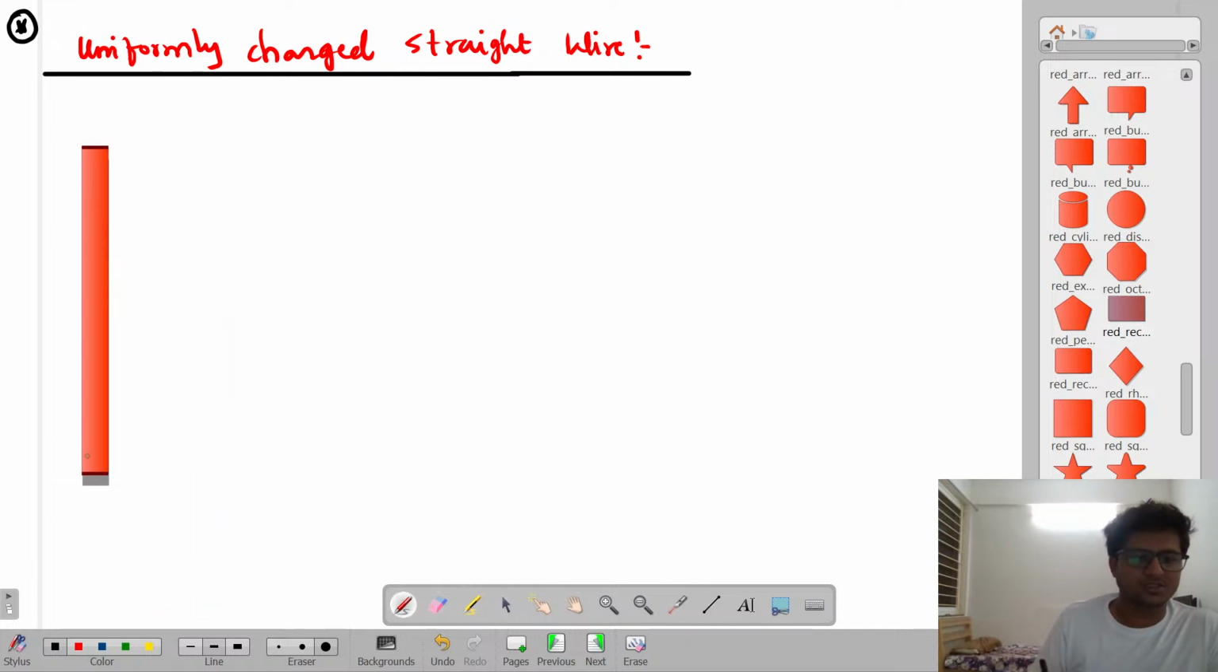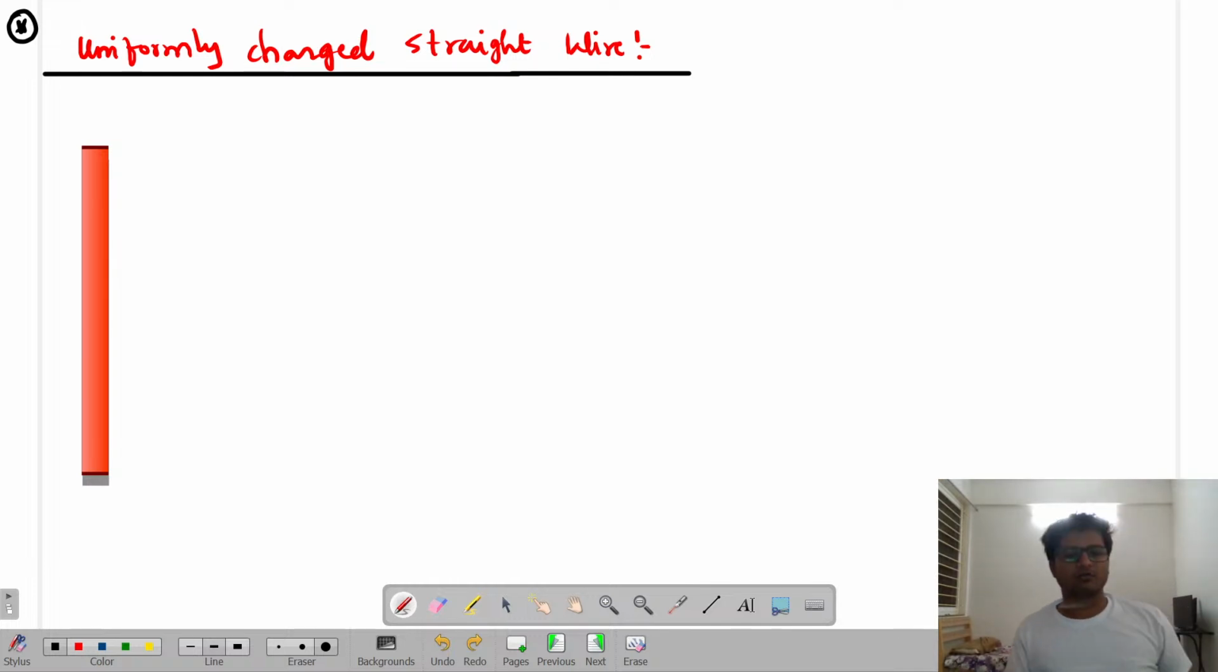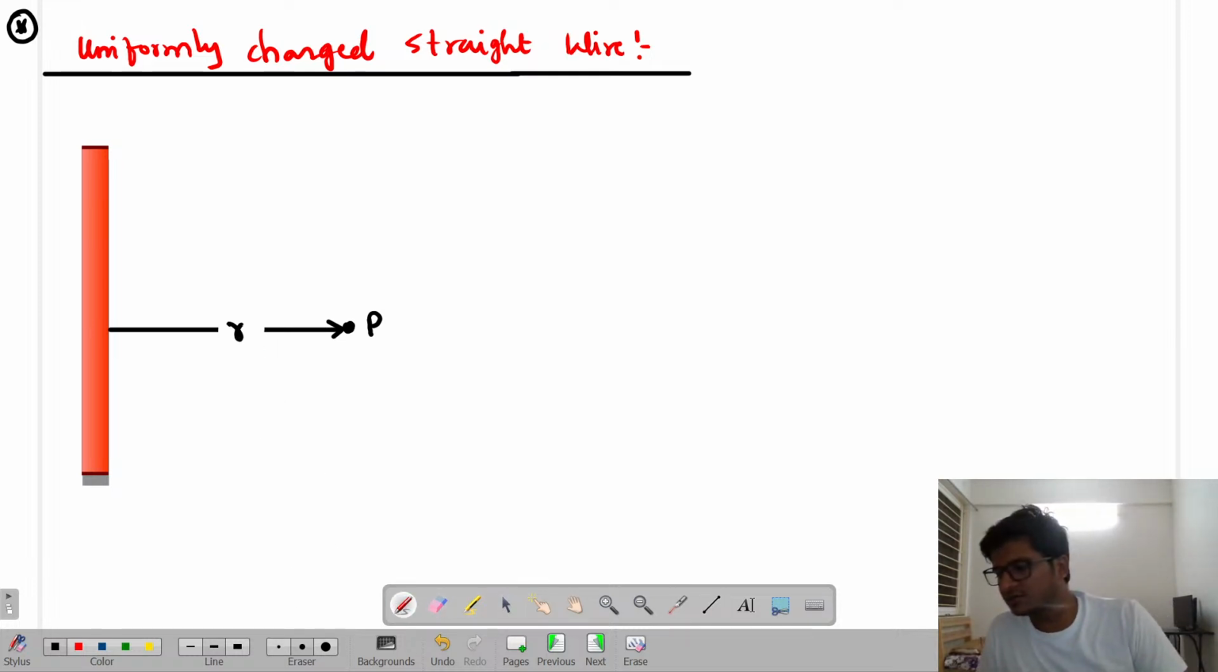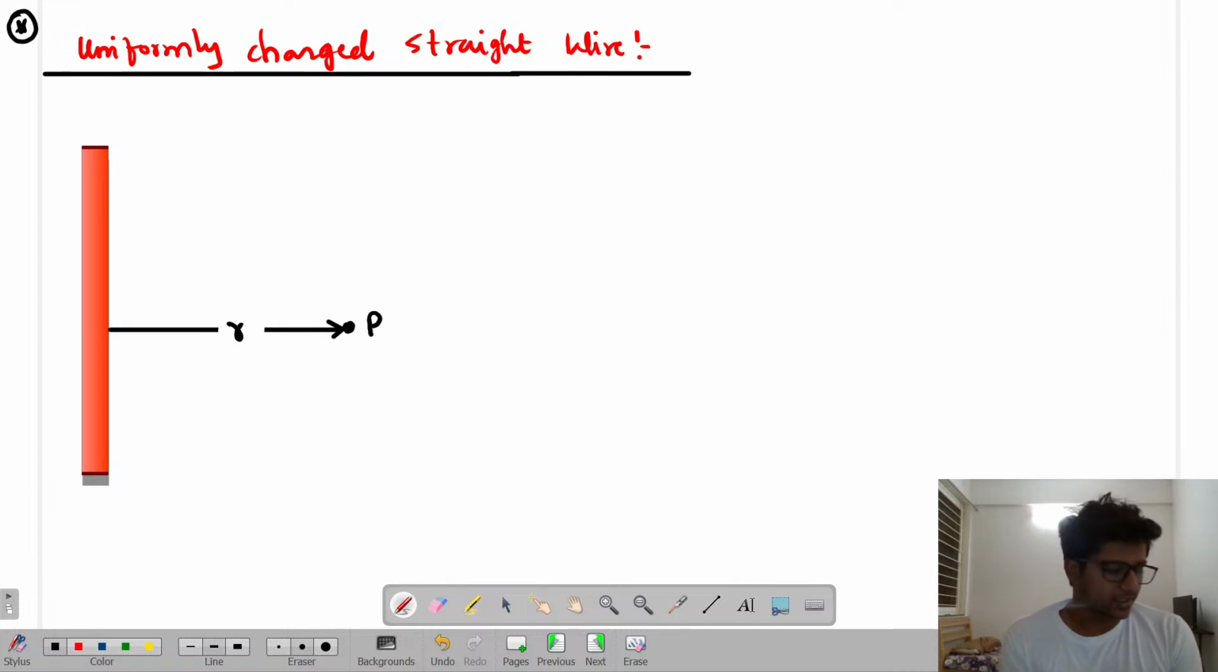मान लो इसके ऊपर कौन सी चार्ज है बेटा? Positive charges are there. Okay, so this is my uniformly charged straight wire, and I want to find the electric field at point P over here, which is located at some distance r from the straight wire. Right or not? So how to calculate that? That's a big question or not?